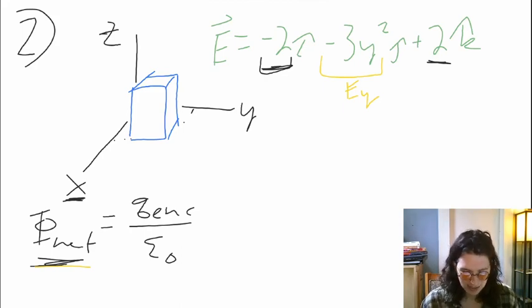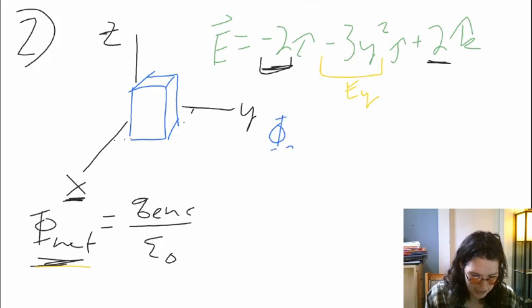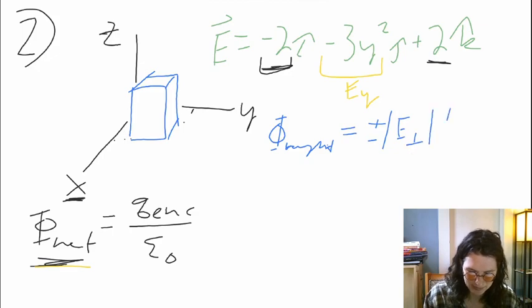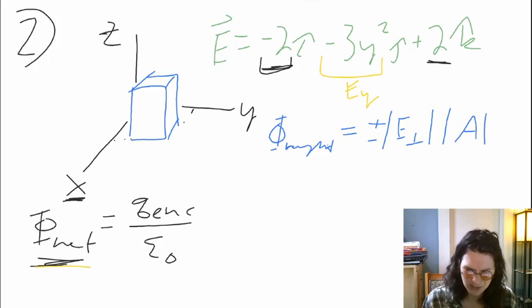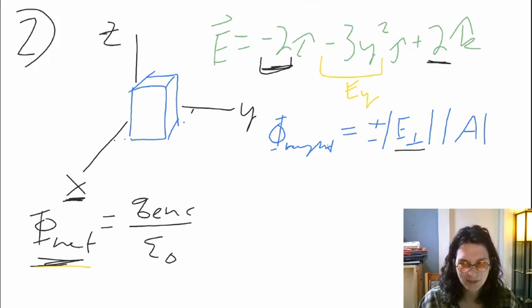So what were our steps here? When I go to calculate the flux through the right-hand side, I know I need to do plus or minus the absolute value of E perpendicular times the absolute value of the area. So first thing is I need to establish a sign convention. How did I establish a sign convention last time? I needed to find the electric field that is perpendicular and then use that to determine if that field is entering or exiting the right face.